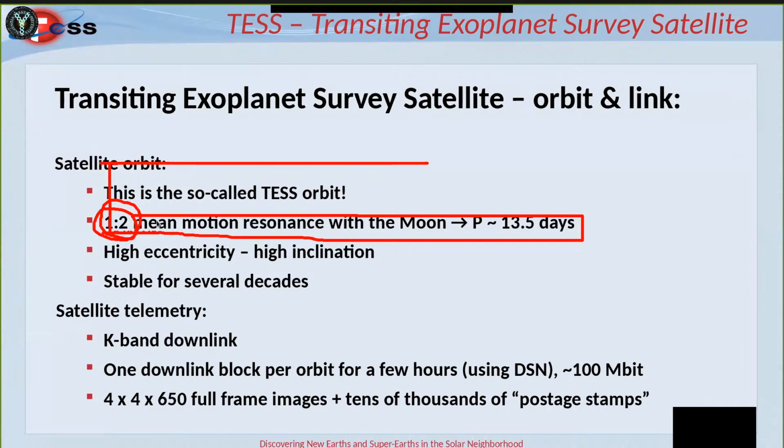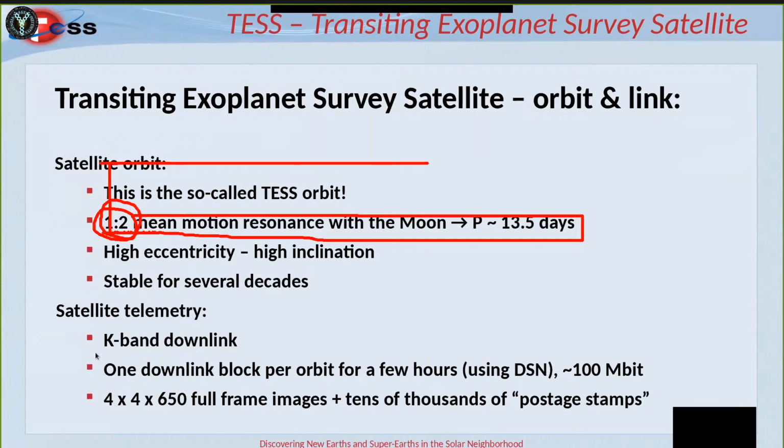So without any kind of active station keeping, TESS could do observations for several decades, which is comparable to the total expected amount of hydrazine fuel on board, which is used just for momentum unloading.